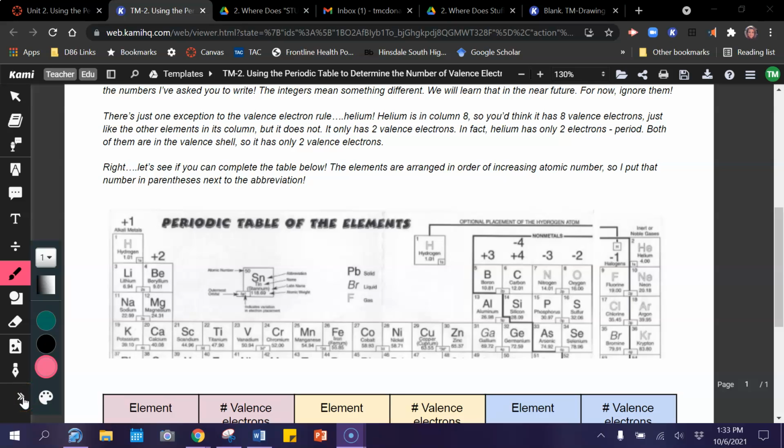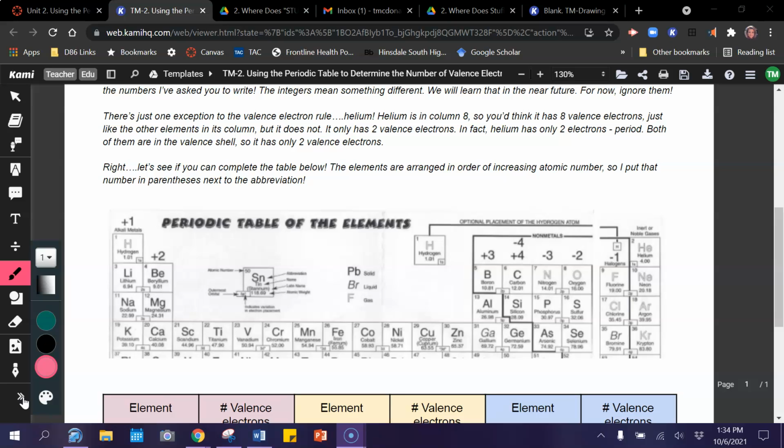Hello chemistry students. In this video I'm going to show you how to determine the number of valence electrons in an atom of an element. Up until now we've been talking about the nucleus of the atom and nuclear reactions. But what we're going to start studying very soon are chemical reactions. And chemical reactions occur because of interactions between the valence electrons of various atoms. And so it's important for you to understand how to determine how many valence electrons an atom actually has.